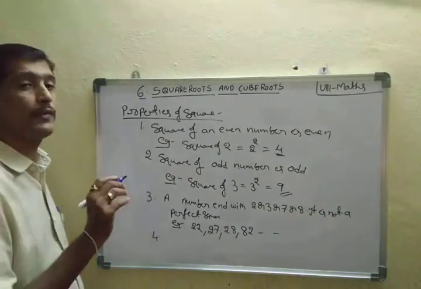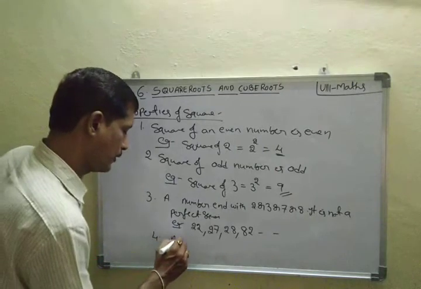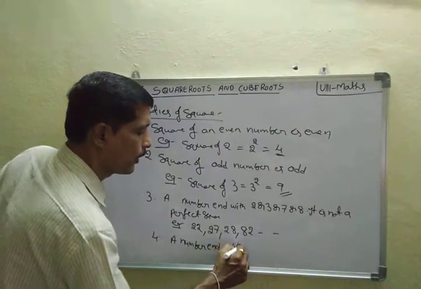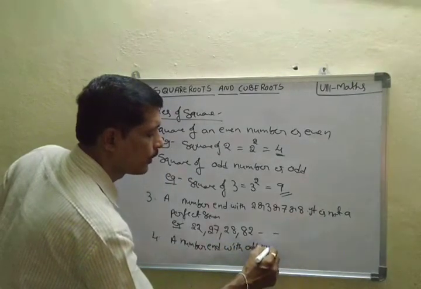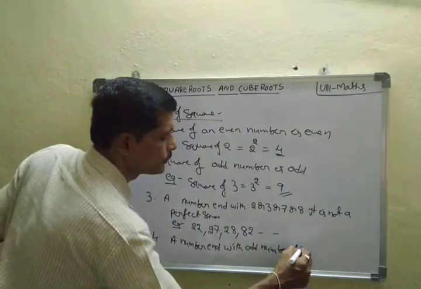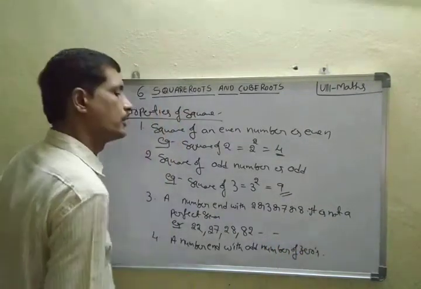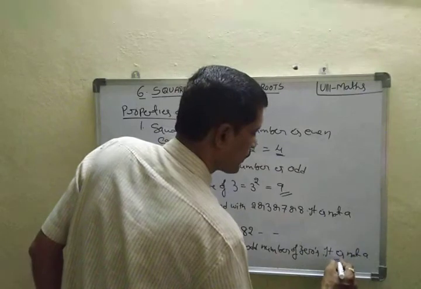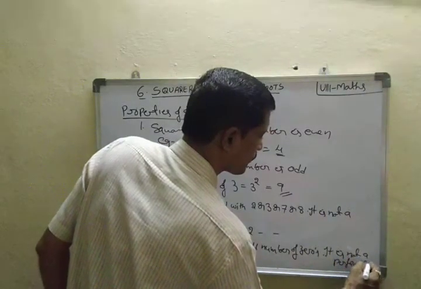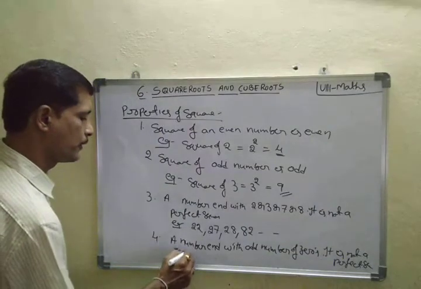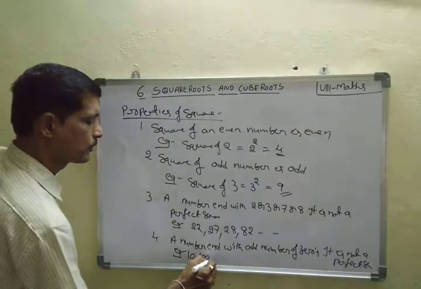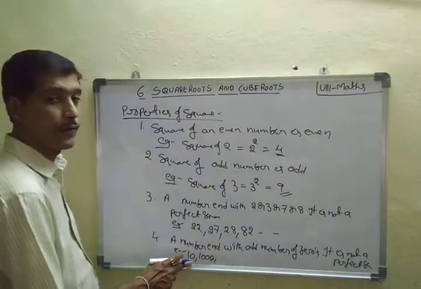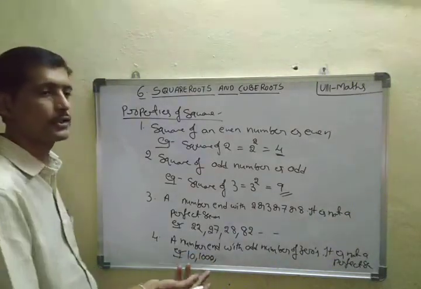A number that ends with an odd number of zeros is also not a perfect square. For example, 10, 1000, or next 10,000. Here 10 has one zero, that is an odd number of zeros. Here 1000 has 3 zeros, that is also an odd number of zeros. It is not a perfect square.